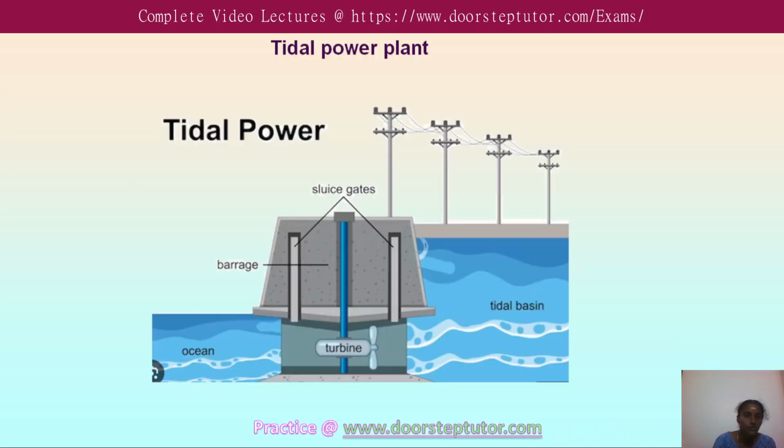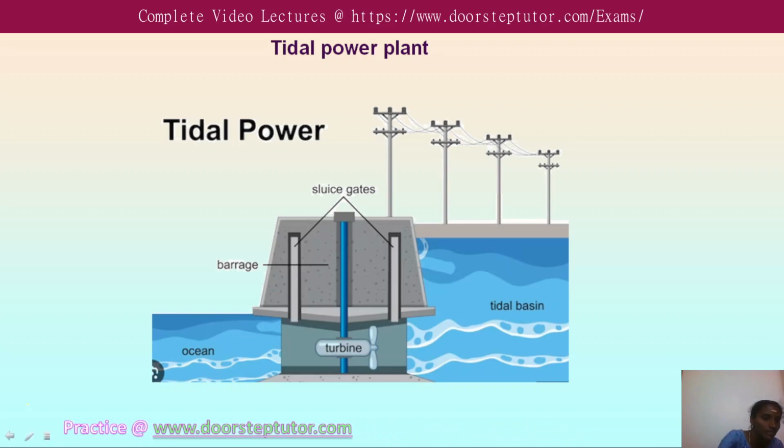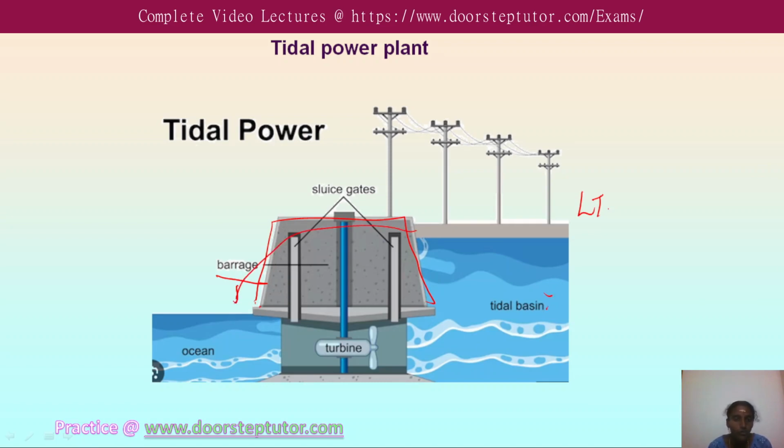And this figure shows how tidal power works. These are the main components we saw: the barrage, like the dam. This one is the low tide situation, where the water from the tidal basin flows into the ocean, so the difference in water level occurs, thereby the power generation occurs. The flow of water from here to here causes the blades of the turbine to rotate, thereby generating power.